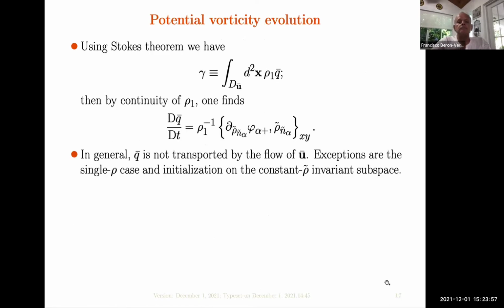Via the Stokes theorem, you can get the potential vorticity in there, and you see the potential vorticity is not conserved either, unless the cases that I just mentioned hold. This is important in the appearance of these small scales in the simulations that I just described.